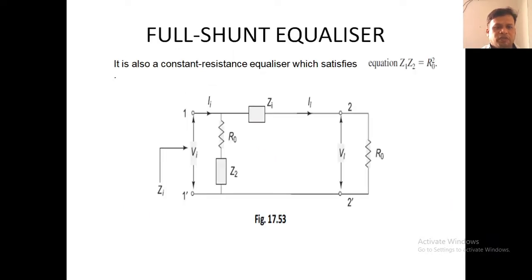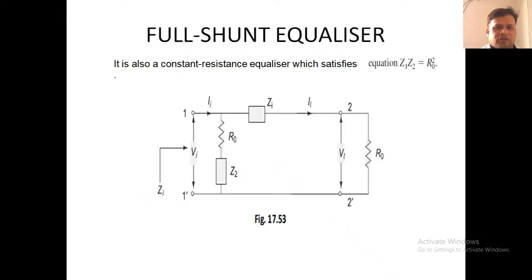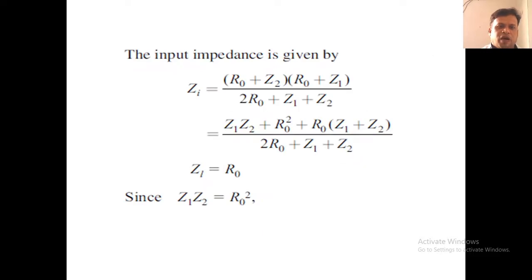R0 plus Z2 is in series here. Next, R0 plus Z1 is also in series here. So, this is in series as well as this is in series, and these two are in parallel at this point. So, what we will do here is R1 R2 by R1 plus R2. We are writing the same thing, R1 R2 by R1 plus R2.